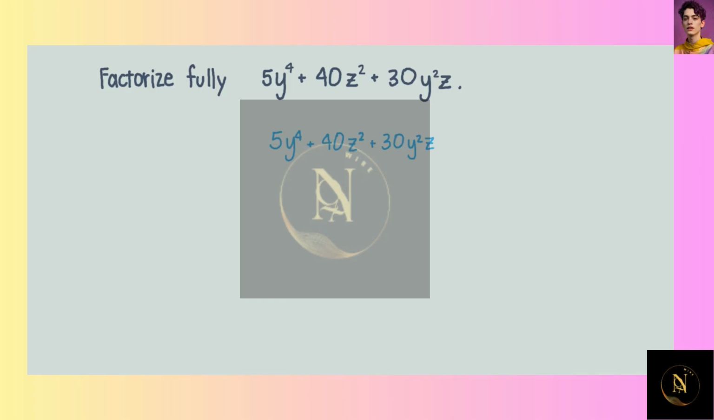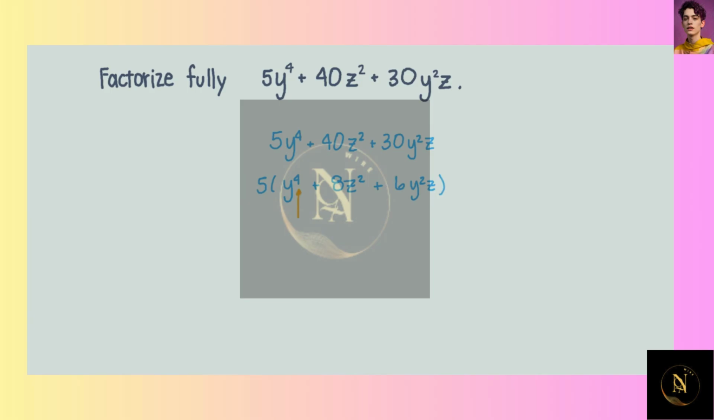Here's our expression. The first thing we notice is that all three coefficients are divisible by 5. So we want to take out a factor of 5. When we do that, we're left with y squared. 40 divided by 5 equals 8, and the variable doesn't change. 30 divided by 5 equals 6, and the variable doesn't change.